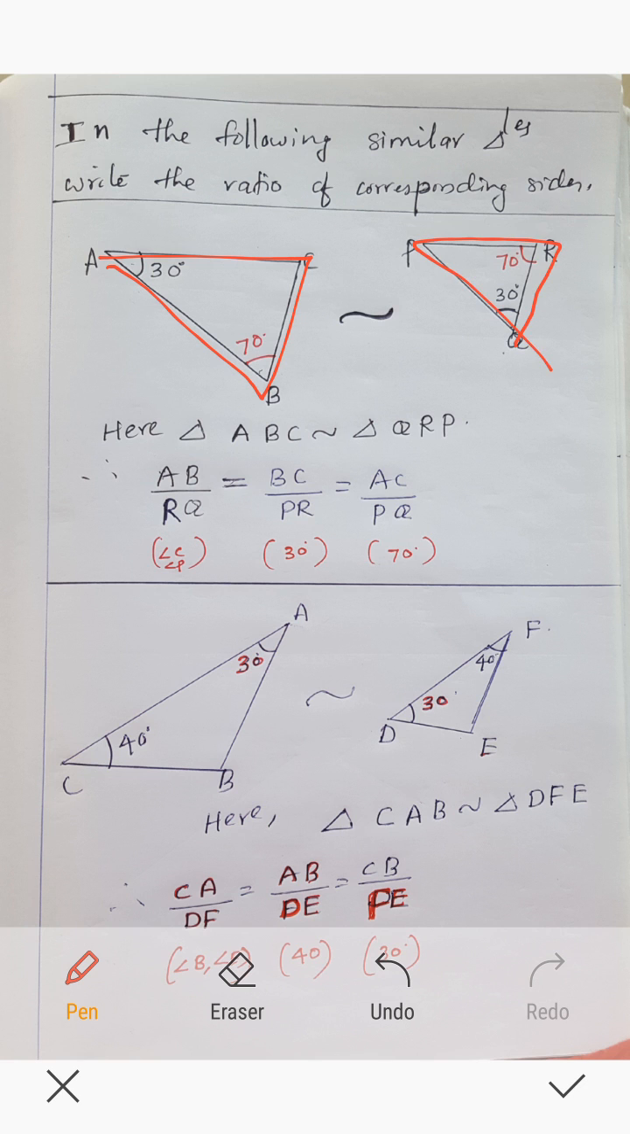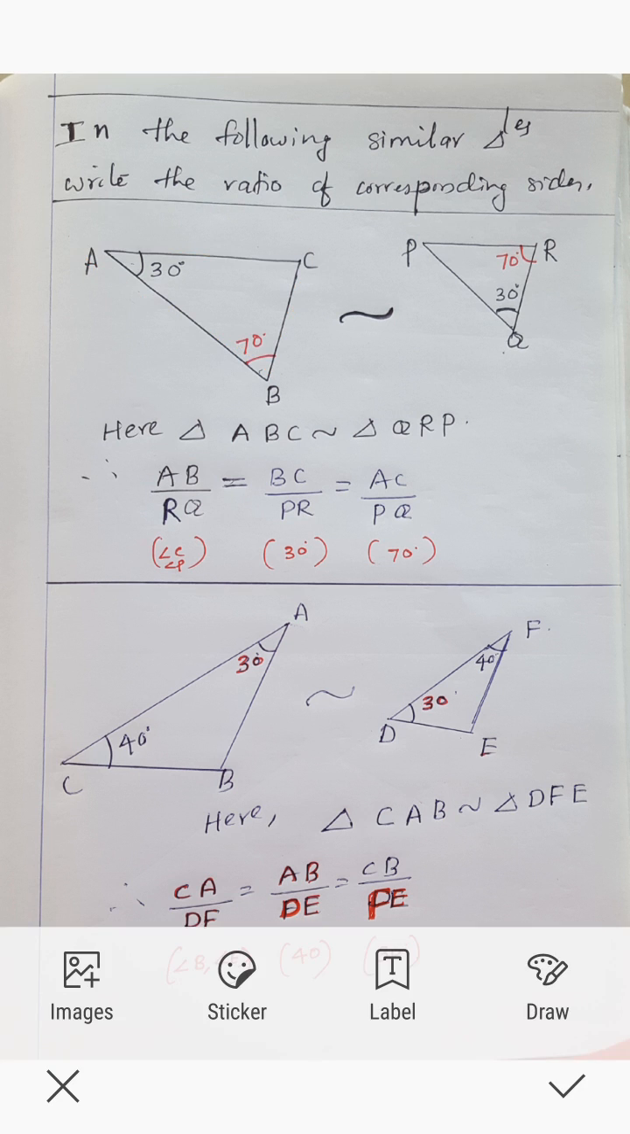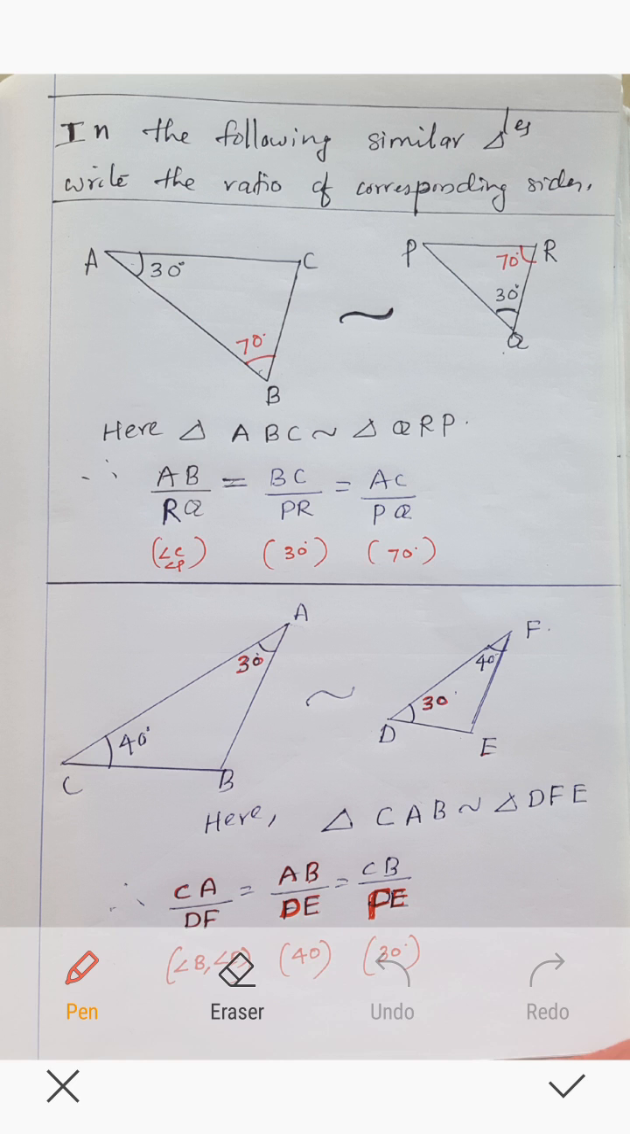Or else, if you are naming the triangle as CBA, how do we name the other triangle? It should start with P, then go to the 70-degree angle: PRQ. We have to name it like this. And if we name the triangle as BAC, then how should we name the other? It will be RQP. The same vertex must come in the same place.